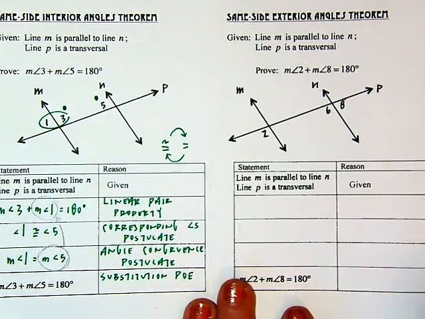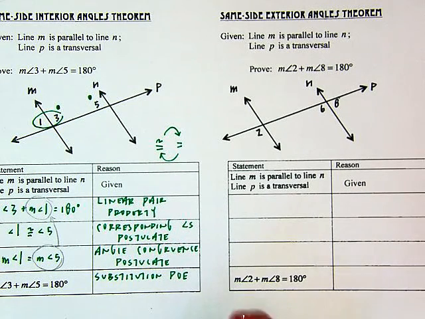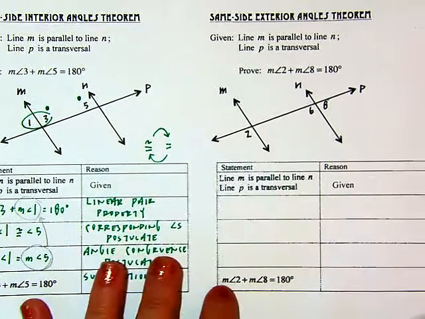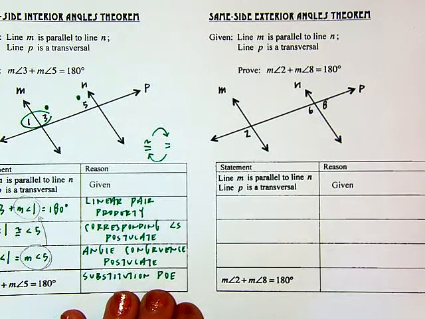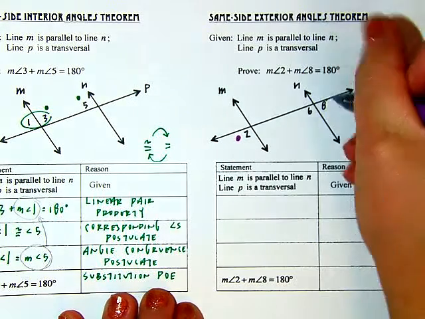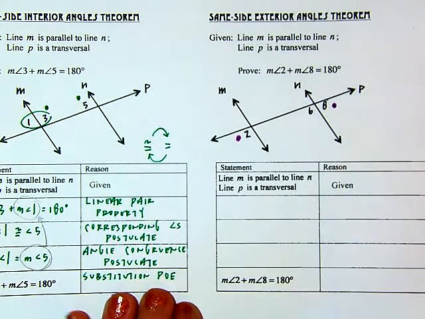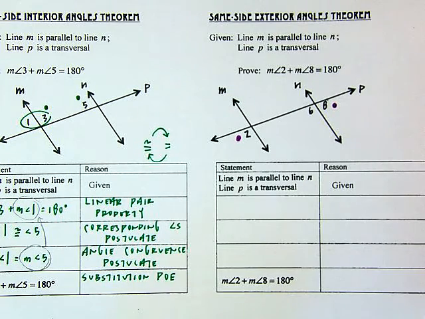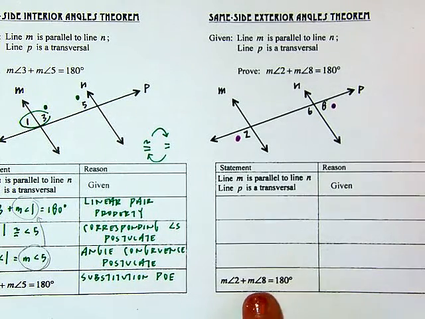All right, lastly, we're looking at the same side exterior angles theorem. We could call it consecutive exterior angles as well. And this proof is very similar to same side interior right here on the left. In this one, I'm trying to show why it is that angle 2 here and angle 8 here are supplementary. Why is it that their measures add to 180? I know my lines are parallel. P is a transversal. Can I build my proof to get to this relationship that their measures add to 180?